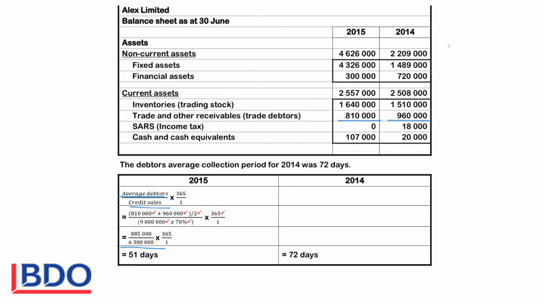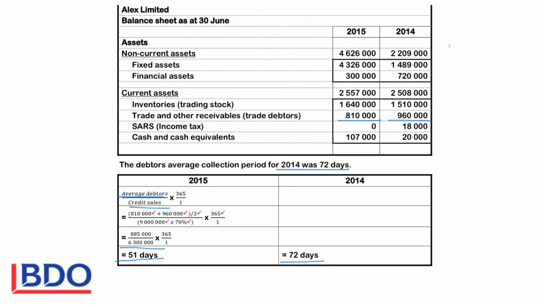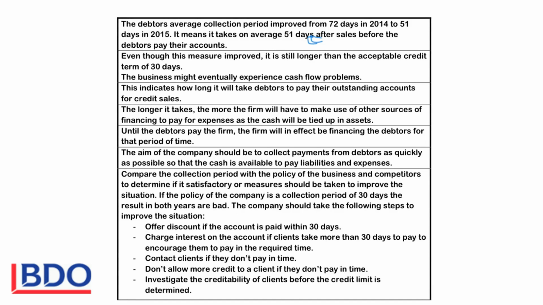They give us the information for 2014. In 2014, it took 72 days for the debtors to pay their accounts. In 2015, it took 51 days to pay. So it means that there is a very good improvement between 2014 and 2015. The debtor's average collection period improved from 72 days in 2014 to 51 days in 2015.